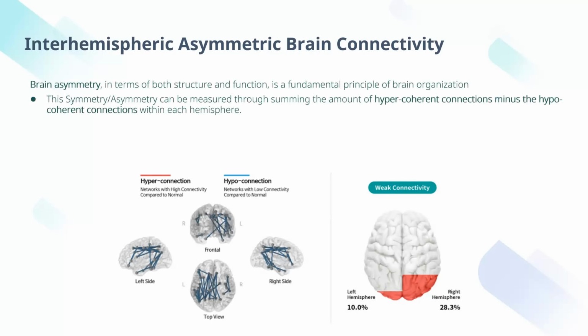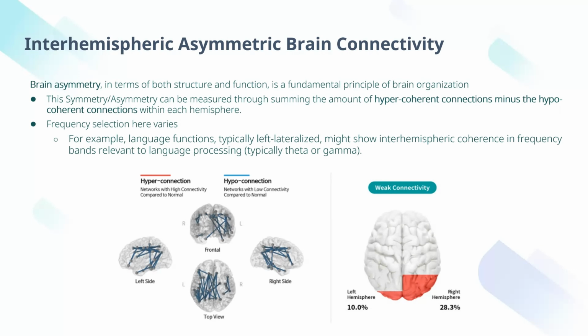So the way we do this generally is by summing the amount of hypercoherent connections minus the amount of hypocoherent connections. So if we look at this diagram, especially on the top view at the very bottom, you can see a lot of these hypoconnections in the left hemisphere. So connections that are not as strong as we would expect them to be. And because of that, the left hemisphere you can see is showing weaker connectivity compared to the right. And this is a way that we can measure the symmetry or asymmetry of the brain.